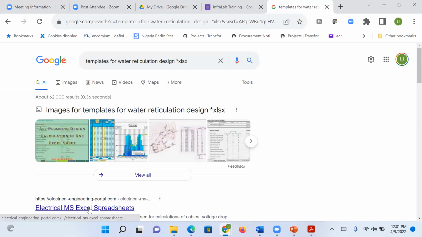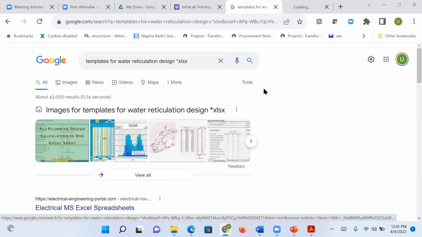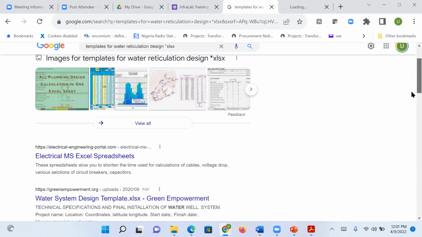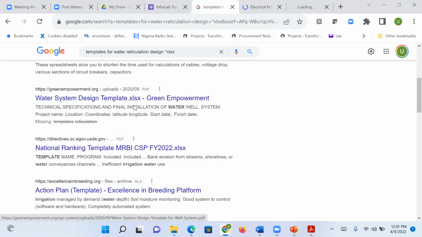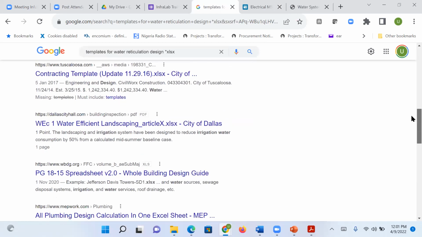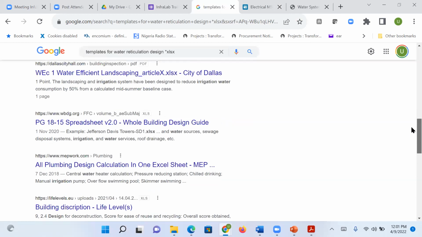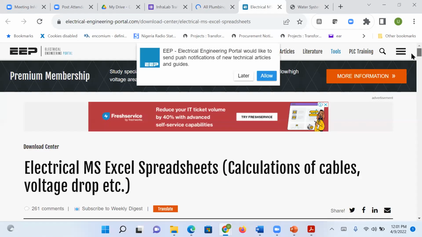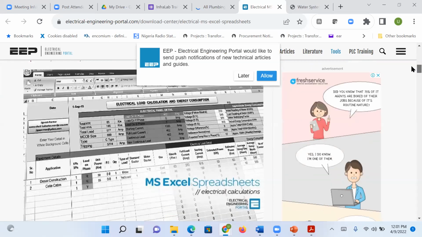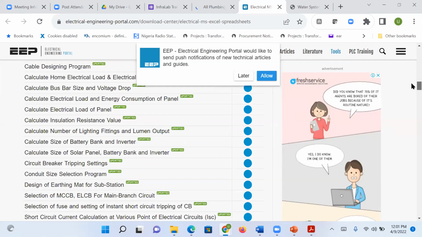It's going to be electrical Excel spreadsheets. You think it's a joke. So water system design templates. These are templates. They are just there. Just search, search, and search. All plumbing design templates. I don't know which one to do again. I'll definitely, by the time I go through it, I'll get wonderful templates.